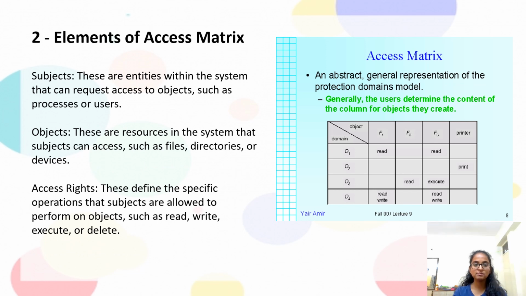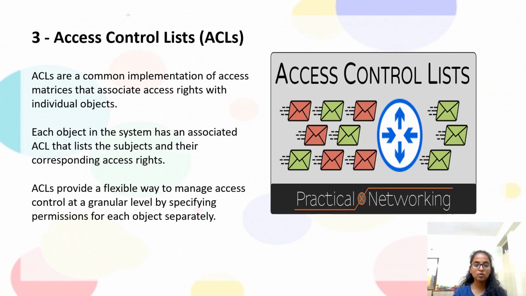Then, elements of an access matrix. Subjects: these are entities within the system that can request access to objects, such as processes or users. Objects: these are the resources in the system that subjects can access, such as files, directories, or devices. Access rights: these define the specific operations that subjects are allowed to perform on objects, such as read, write, execute, or delete operations.